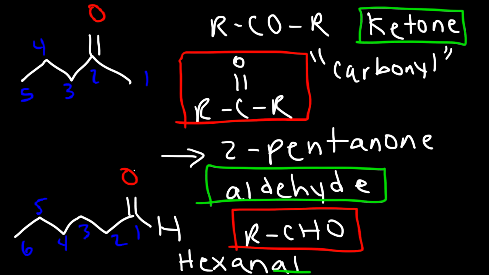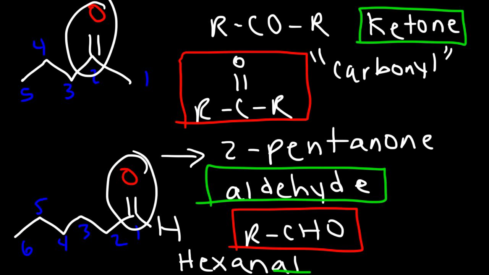An aldehyde has the carbonyl functional group at the end of the chain. A ketone has the carbonyl group somewhere in the middle of the chain, and that distinguishes the two.